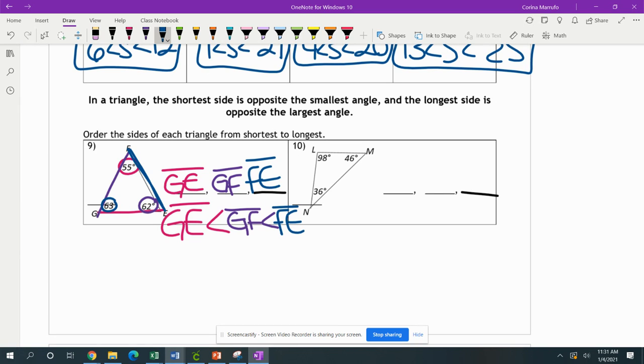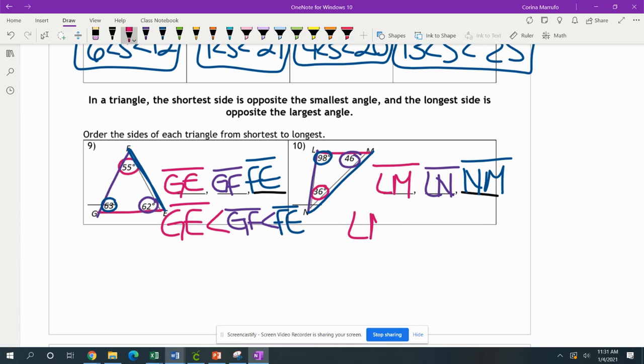All right, so we're still going from shortest to longest again. So we look, this is my smallest angle, 36. So the side across it is LM. Okay, and then we have the next number is 46, and across it is LN. And then the biggest angle is angle L with 98. So then the side across is NM. Now you can also write it as LM is less than, since we're going from shortest to longest, LN is less than NM. Okay, that's another way to write it.